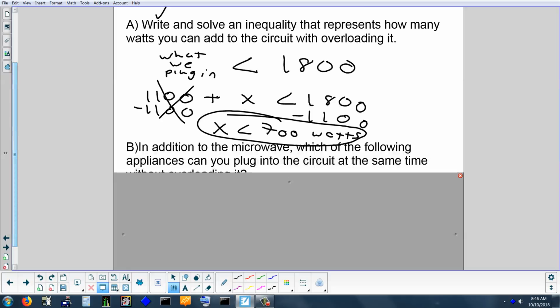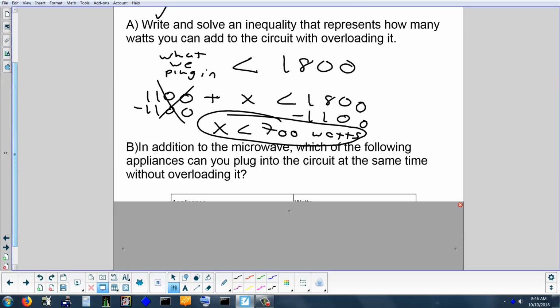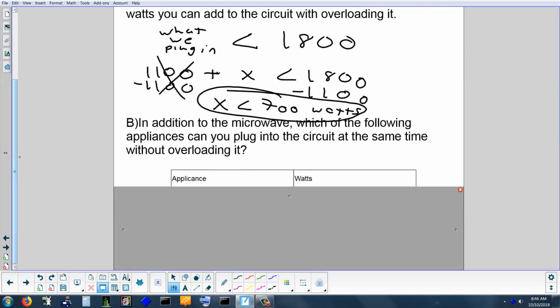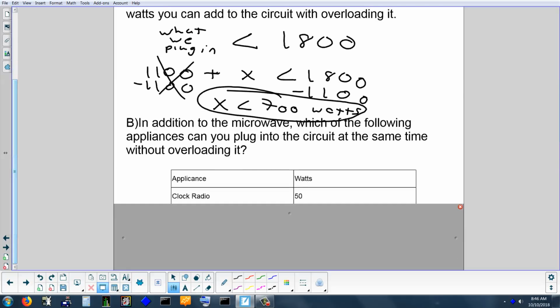So, in addition to the microwave, on this circuit we're going to plug in some other appliances, and I want you to tell me whether we can plug it in without overloading, or if we plug it in, we will end up overloading. So, clock radio. Could we plug the clock in with the microwave, and let's say the microwave is on at the same time? Yeah. So, the answer here is yes, you could plug that in.